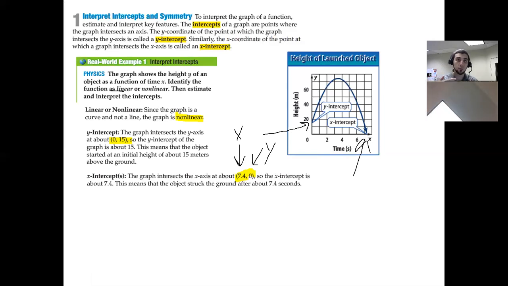So at 7.4 seconds, the object is 0 meters above the ground. What's that mean? It means the object hit the ground, right? So it took 7.4 seconds for the object to go up and come back down and actually hit the ground.